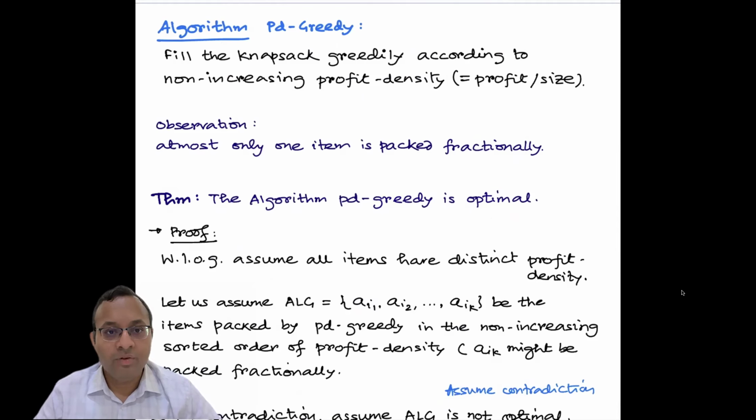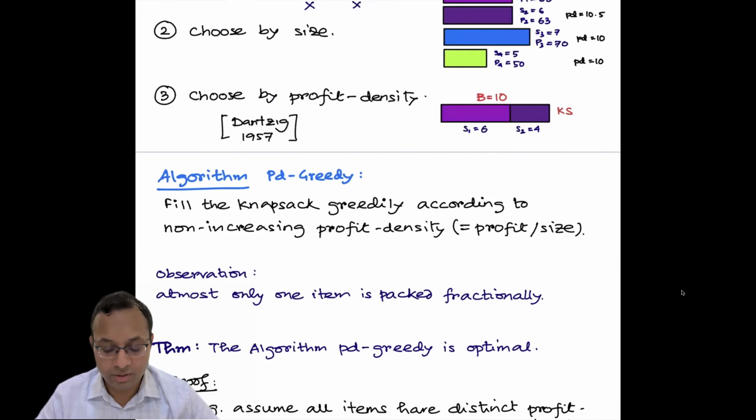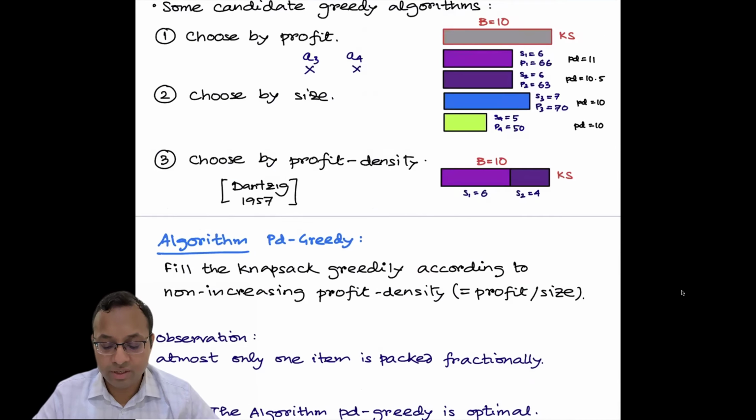In the algorithm, we fill the knapsack greedily according to the non-increasing profit density. So in this example, the highest profit density is 11, so we put 11 as much as we can. And the second highest is 10.5. The second item, we try to put, but as we have only 4 units of space, we put part of this item and stop. So if you think a bit, you will realize that in this algorithm, we'll pack at most one item fractionally.